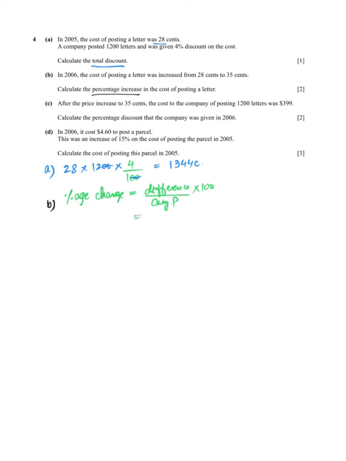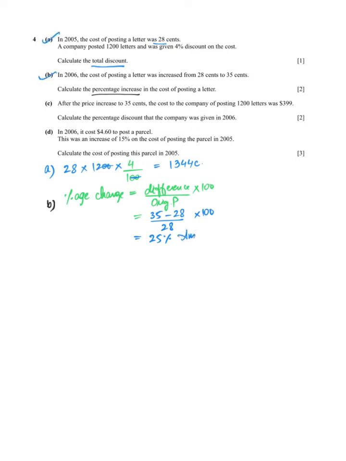Now if I ask what is the difference we have, from 28 to 35, the difference will be 35 minus 28, difference divided by the original price, which was 28, and you need to multiply by 100. So when you simplify, you will get the answer, and that is equal to 25%. That is your second part answer.